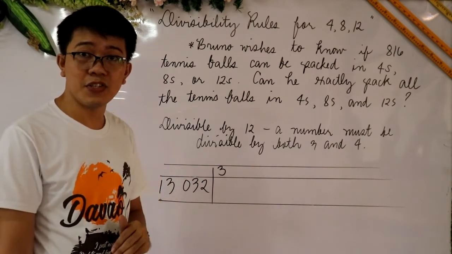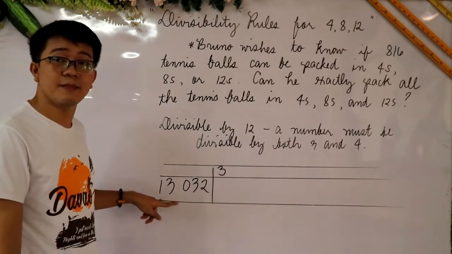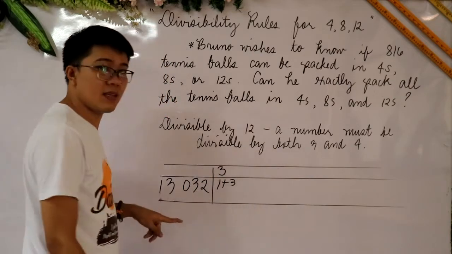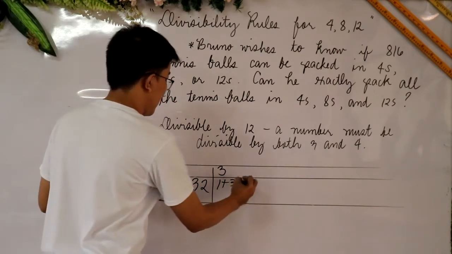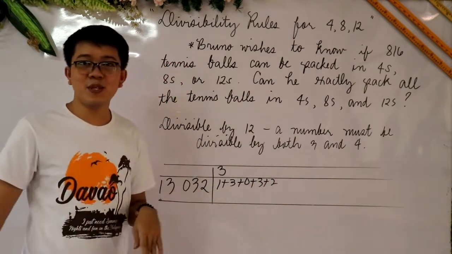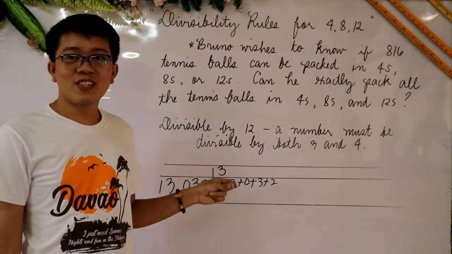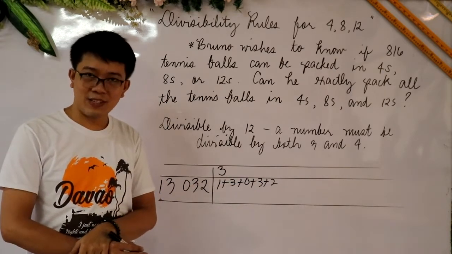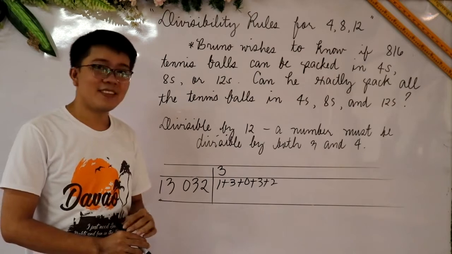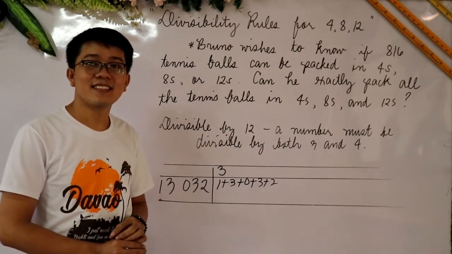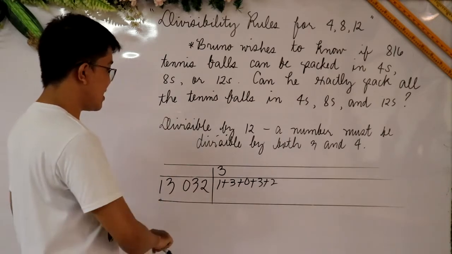Let's add all the digits. 1 plus 3. What is 1 plus 3? It's 4, right? Plus 0, plus 3, plus 2. I'll give you a few seconds to try to get the sum of these digits here. Let's try. What is your answer? You're correct. The answer is 9.